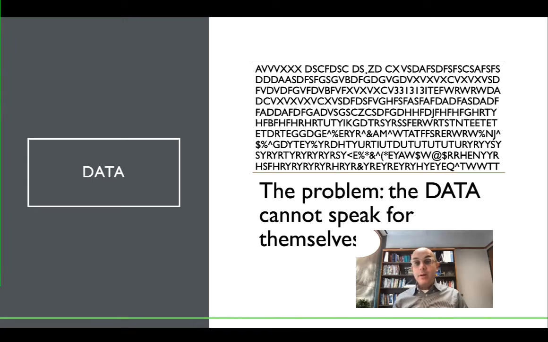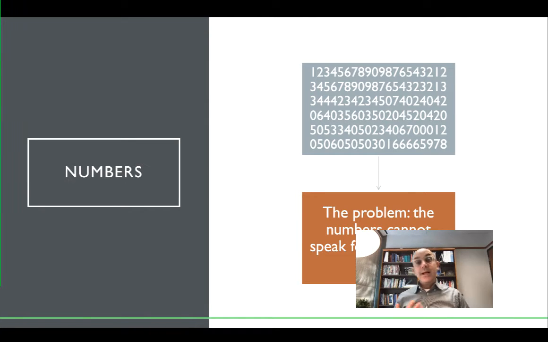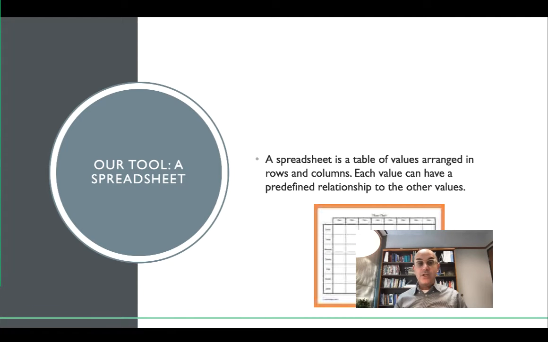So the problem is, data cannot speak for itself. We need to provide interpretation to it. The same goes for numbers. Numbers cannot speak for themselves, so we need additional help in order for us to do that. Our tool for the longest time was the spreadsheet.